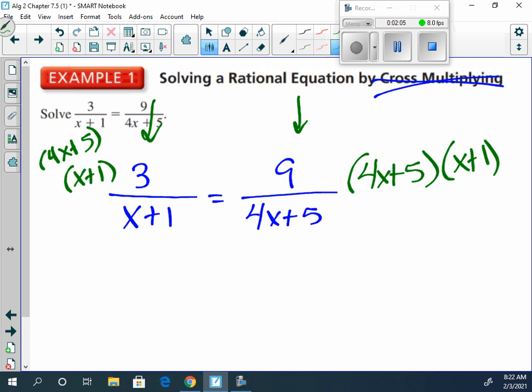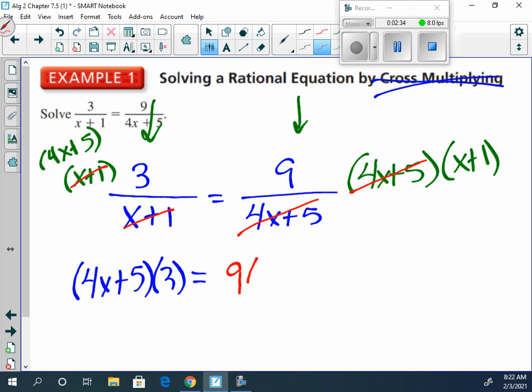This is the essence of cross multiplication, because if I do this, let's see what happens. Well, with this multiplication, will the x plus 1 and x plus 1 cancel, yes? And what does that leave us with? 4x plus 5 times 3, yes? And over here, the 4x plus 5 and the 4x plus 5 cancel, leaving us with 9 times x plus 1. This is what is cross multiplication.